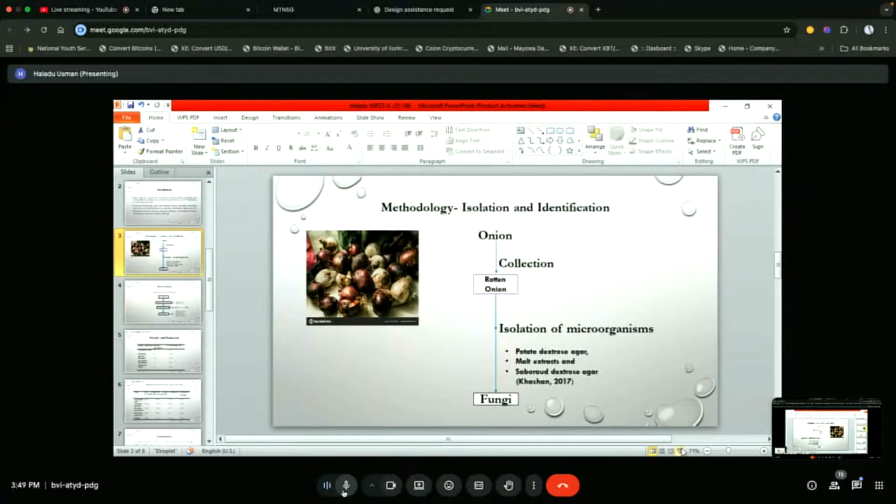Your onion that you used, what was the maturity stage before harvesting, did you take note of it? And after harvesting, how many months did it stay before you started working on it? And where you collected it, you didn't show it, because where you collected will show the microbial load you can extract and isolate from it, and the method of your storage. So all this you have to state for someone to know.